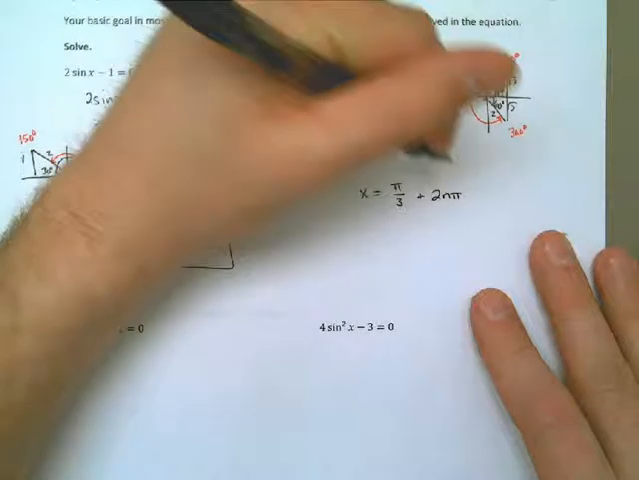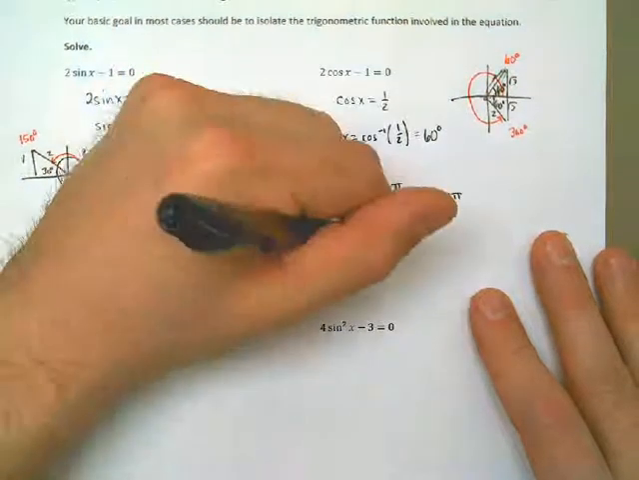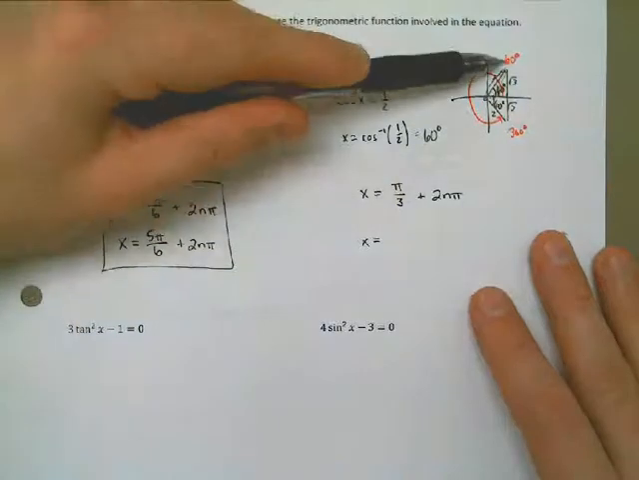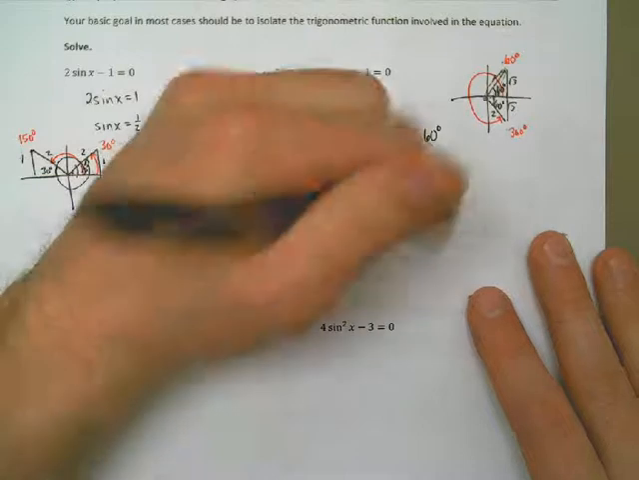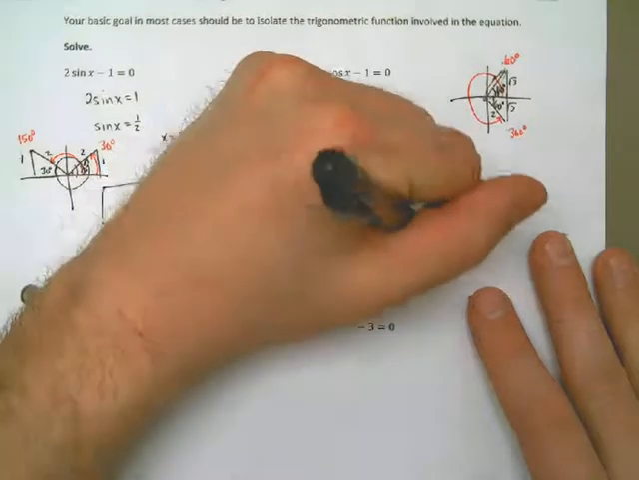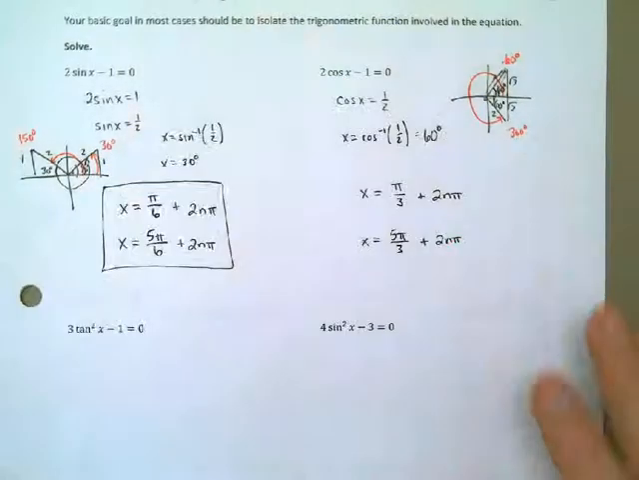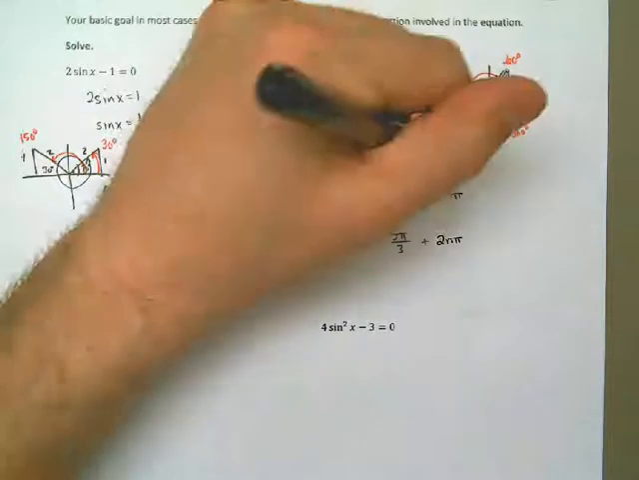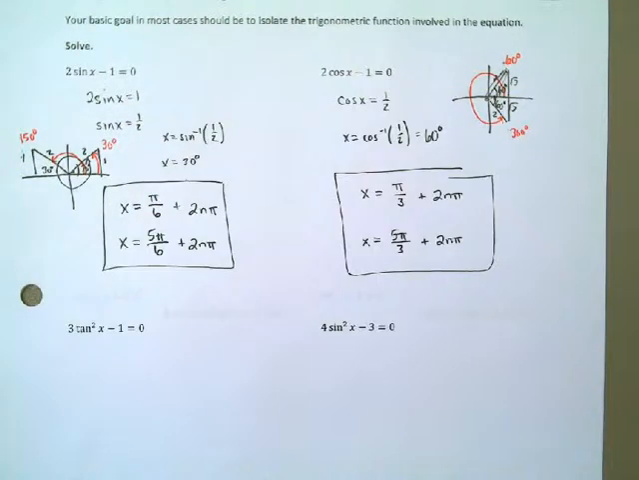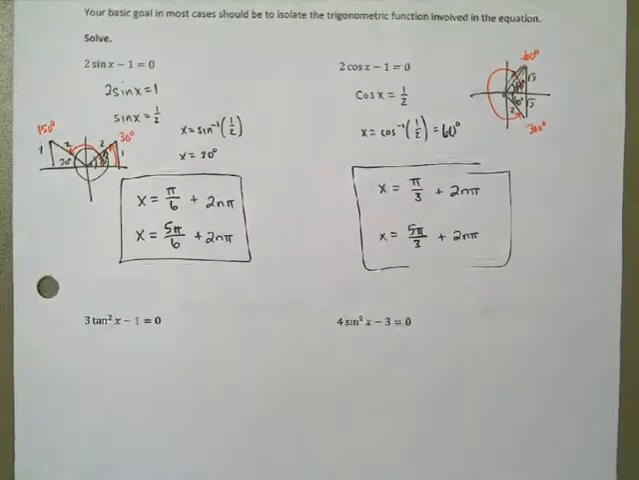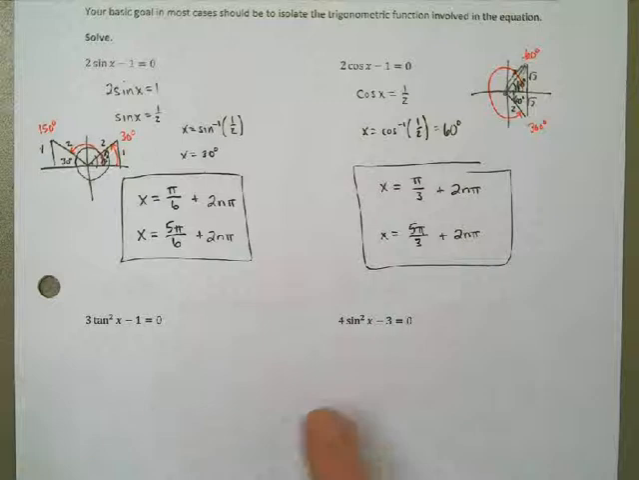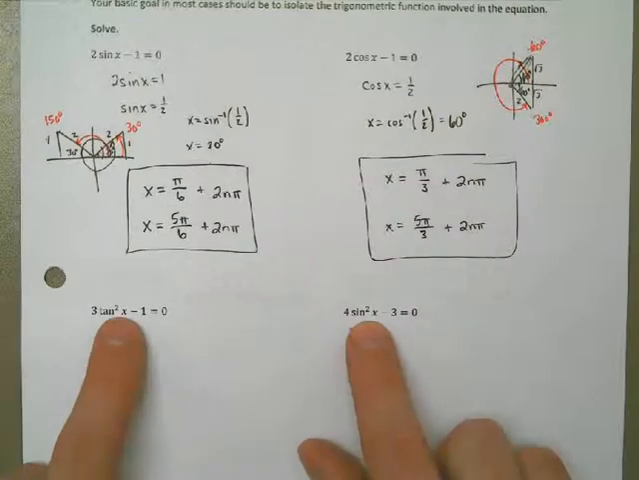And my second answer is going to be 300 degrees, which is, let's see, 6 times 5 gives me 30, so 60 times 5 gives me 300. That's going to be 5 pi over 3, and multiples of 2 pi afterward. Here's my answer. And that's how to solve a basic trigonometric equation with only a sine function or one cosine function and nothing squared. In the next video we're going to be doing the same kind of idea, but now we're going to be dealing with squares.